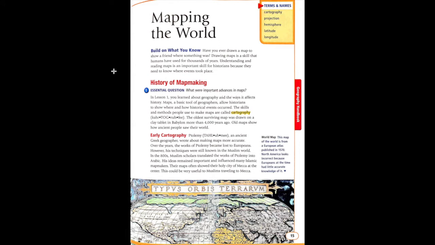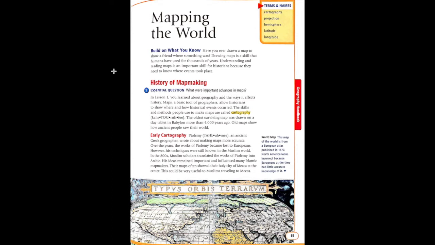History of mapmaking. Essential question: What were important advances in maps? In Lesson 1, you learned about geography and the way it affects history. Maps, a basic tool of geographers, allow historians to show where and how historical events occurred. The skills and methods people use to make maps are called cartography.